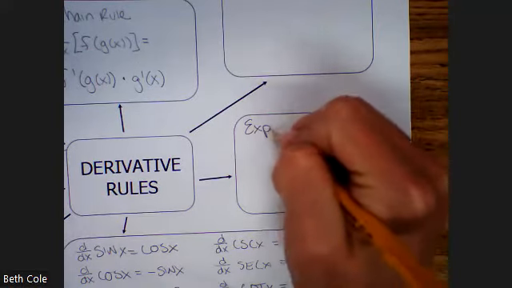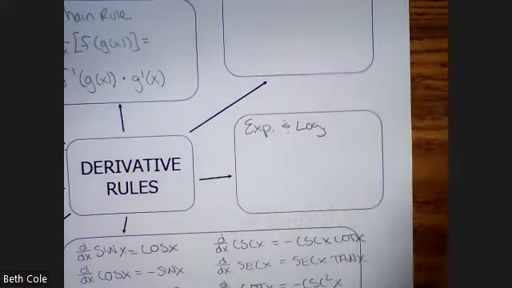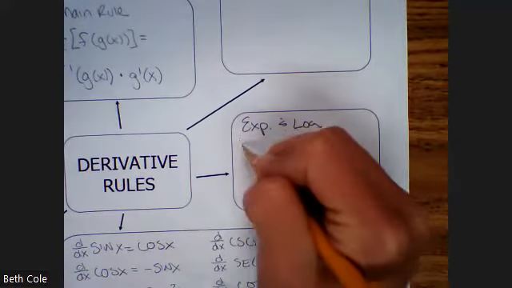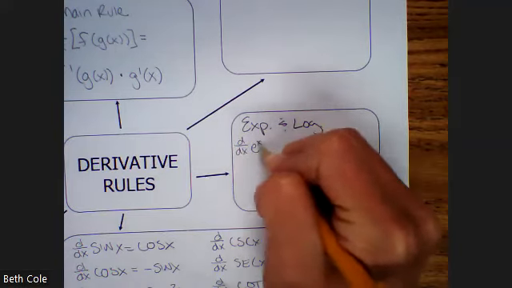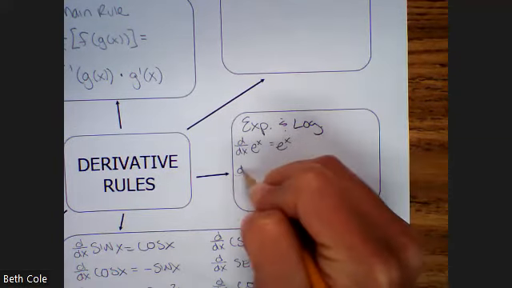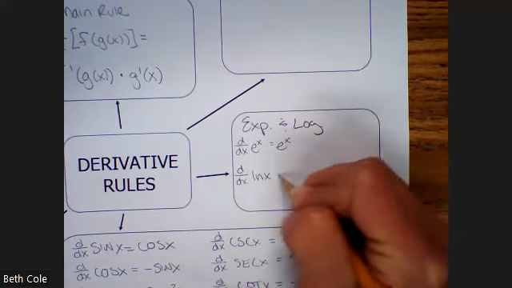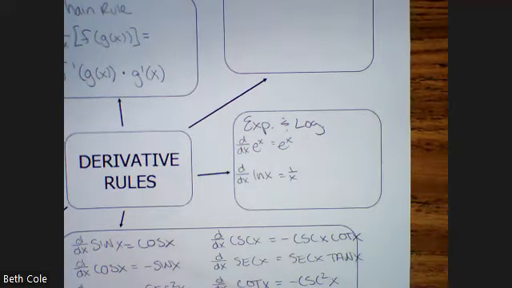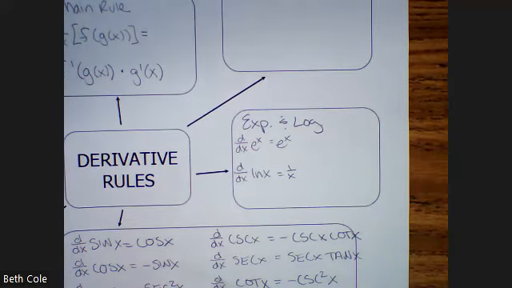So this is exponential and logarithmic. Derivative of e to the x is e to the x, everybody's favorite. Derivative of ln of x is rational, 1 over x. Now the rule says 1 over x, but remember, if there's a chain rule, it's 1 over whatever's there, and then you chain on the derivative of whatever's there.